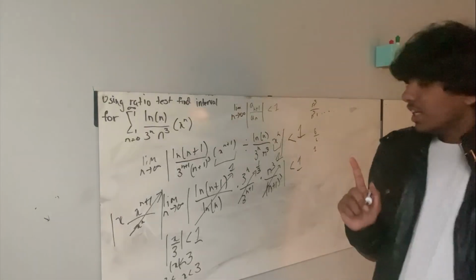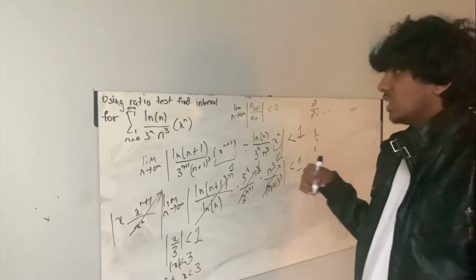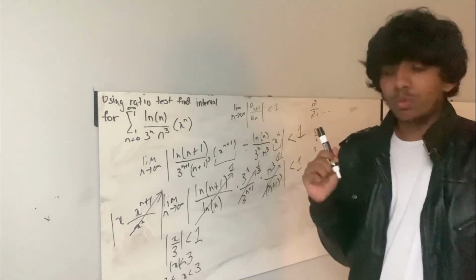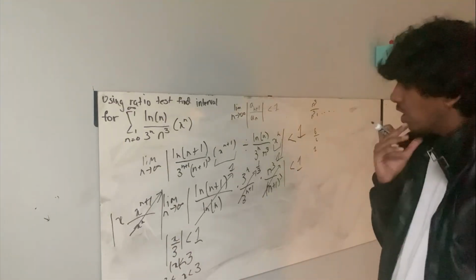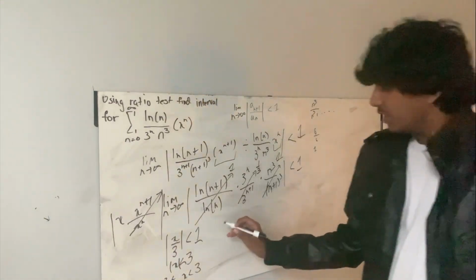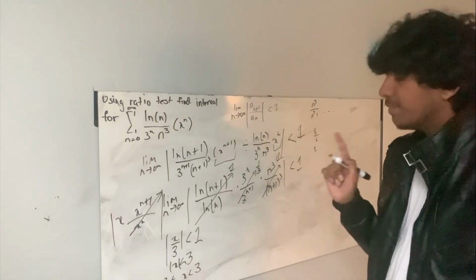But when you plug -3 and 3 in for x, the ratio test will fail because you're gonna get a 1. We need to do more work. Okay, so let's do more work. I'm gonna plug a 3 in, and I have to plug a -3 in.